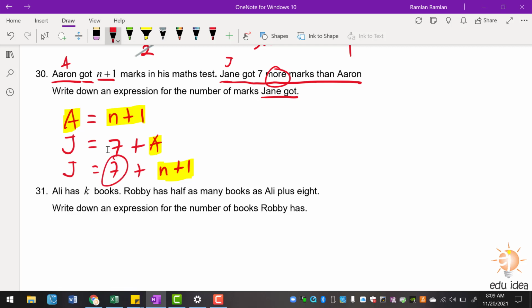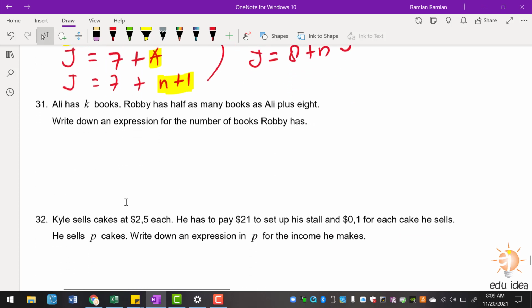So the like terms are this one and this one. We can combine that, so I can write the final answer as J equals n plus 8. Or you can have 8 plus n, which is actually the exact same thing. Okay, number 30. Okay, number 31.